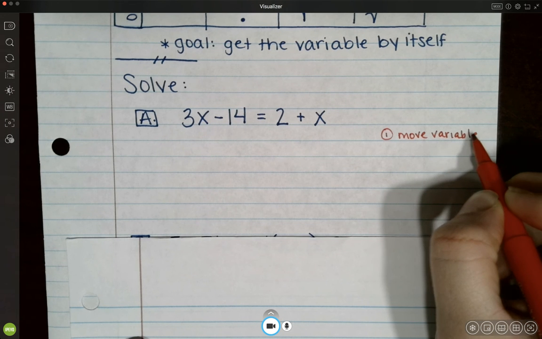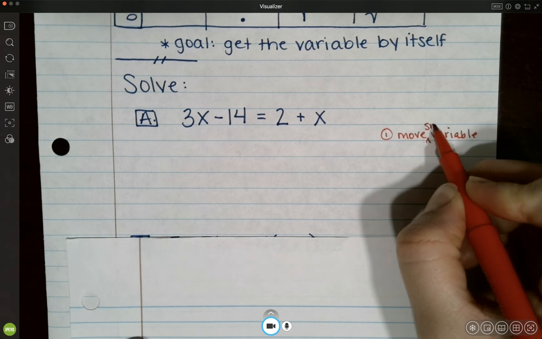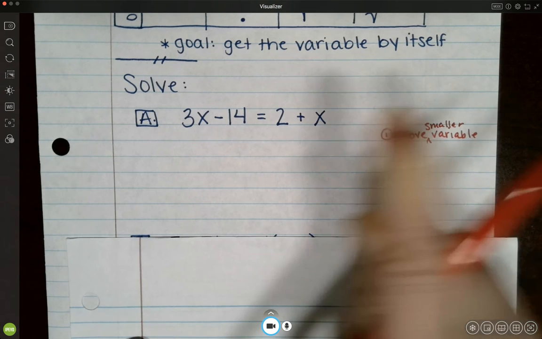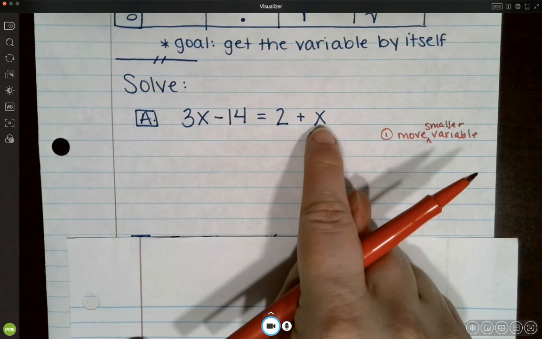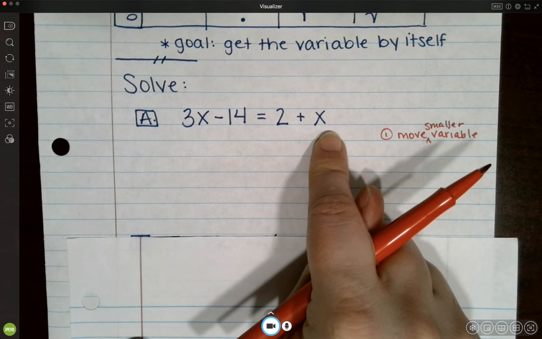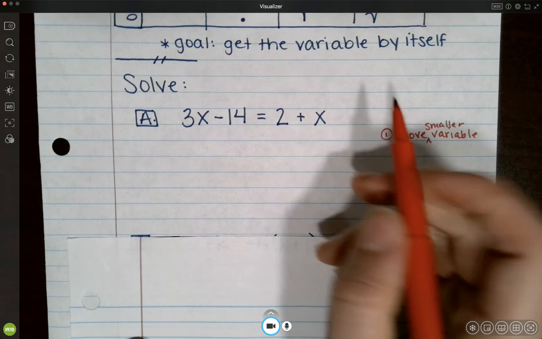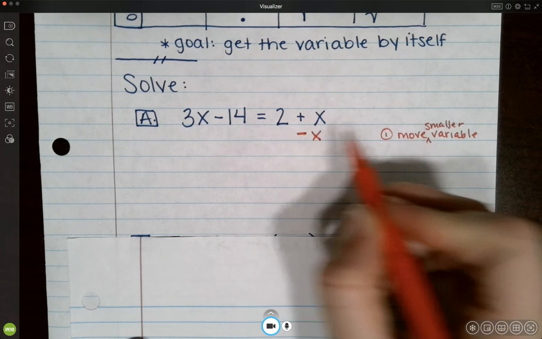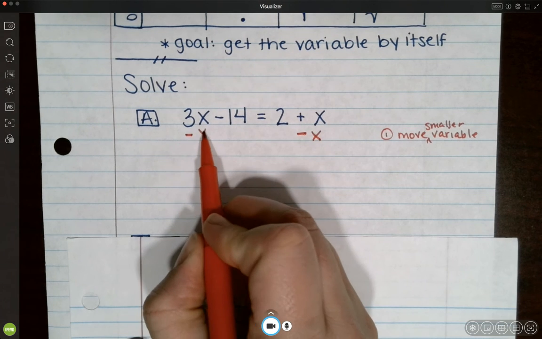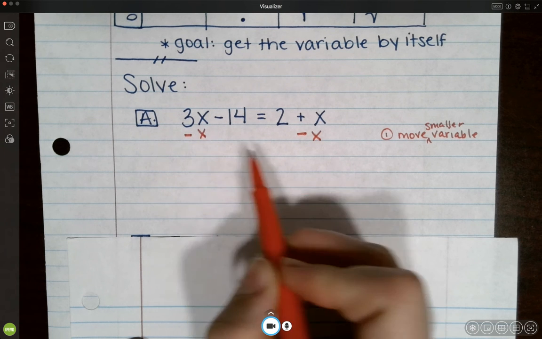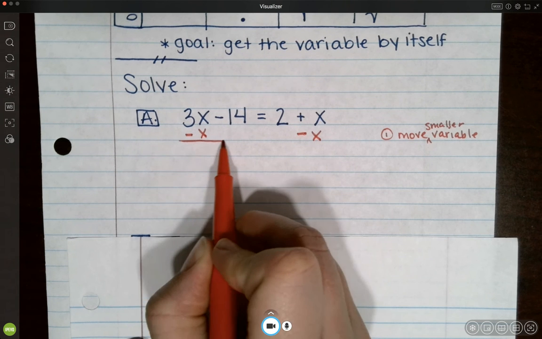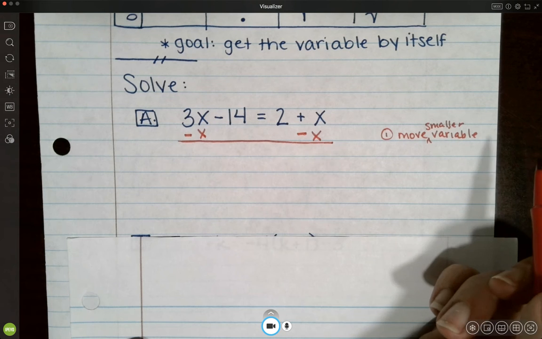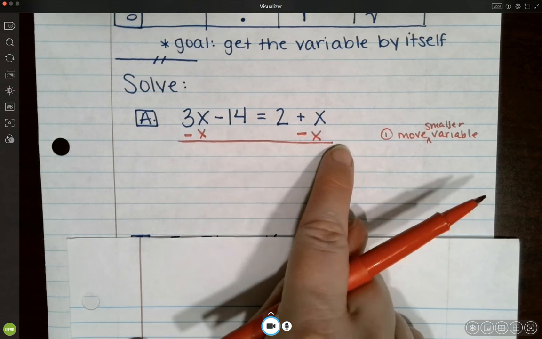So the first thing is we're going to move the variable. And I like to move the smaller variable. So in this case, I have 3x versus x. X is smaller, so I'm going to move plus x. Opposite of plus x is minus x. And what I do to one side, I'm going to do to the other side. Notice I line them up exactly, and I'm going to then put my equal sign bar going all the way across.